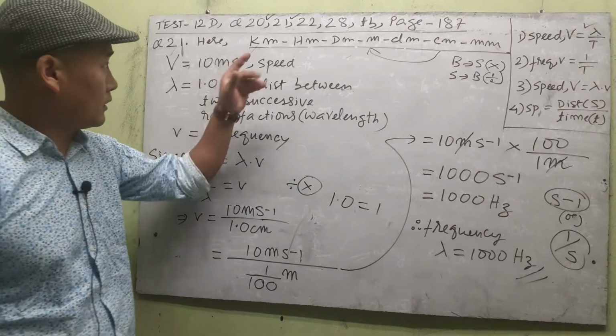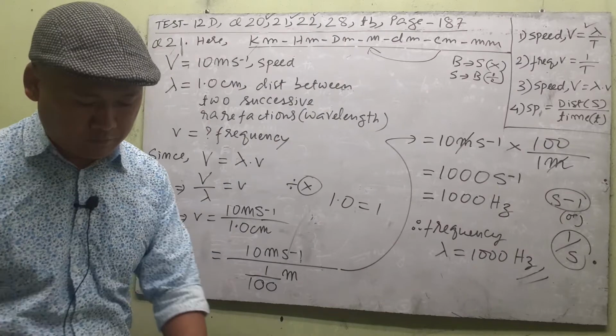21 is done. Now we'll have 2 more. Let us go to 22.